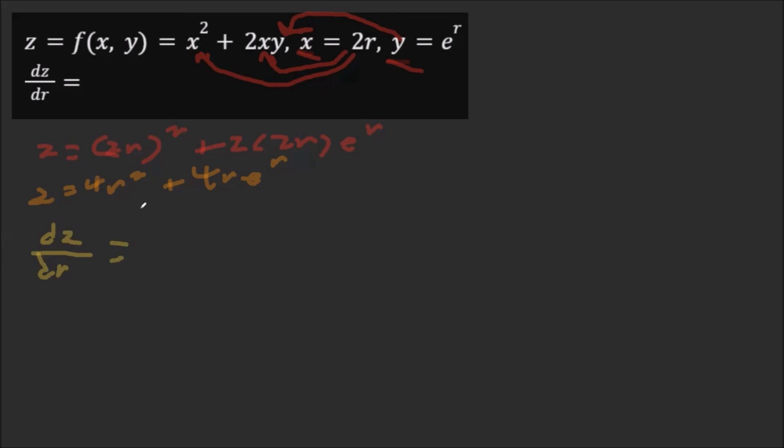Using the power rule, the derivative of 4r squared is 8r. And now using the product rule, the derivative of 4r e to the power of r is 4 e to the power of r plus 4r e to the power of r. And that's it. You can most likely simplify this further. I don't feel like doing so. So I'm just going to say that this is the final equation.